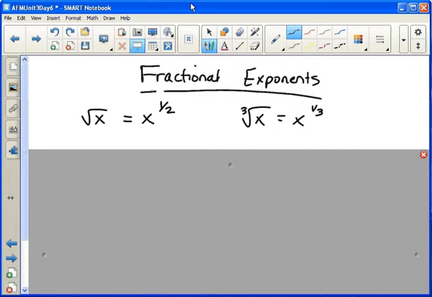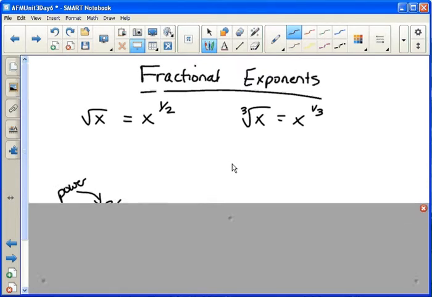Square root of x is the same thing as x to the 1/2. The cube root of x is the same thing as x to the 1/3. So hopefully you can see the pattern there. The fourth root would be x to the 1/4, fifth root would be x to the 1/5, and so on. But they can be a little more complicated than that.